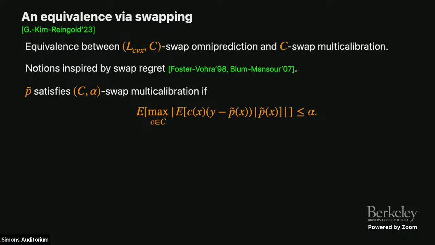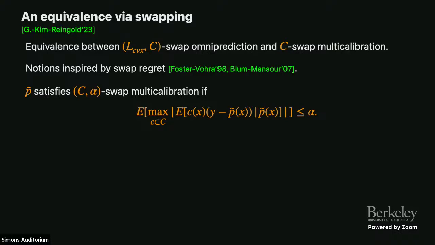So what is swap multi-calibration? We say a predictor satisfies C alpha swap multi-calibration if the expectation of the max of a certain quantity is small, right? So what we're doing here is that for every conditioning on the prediction value, we pick the best hypothesis from C, right? It's not a single c that we compare across all conditionings. For each conditioning, we pick the best and we say, this should not exhibit too much correlation. How is this different from the standard notion? Basically, we switch the max and expectation around.